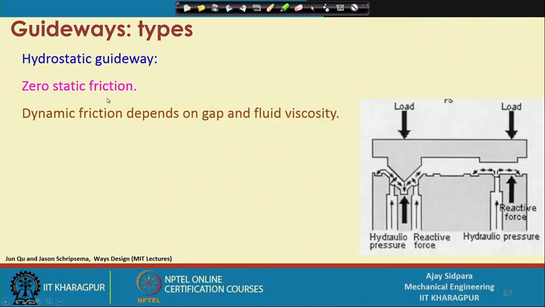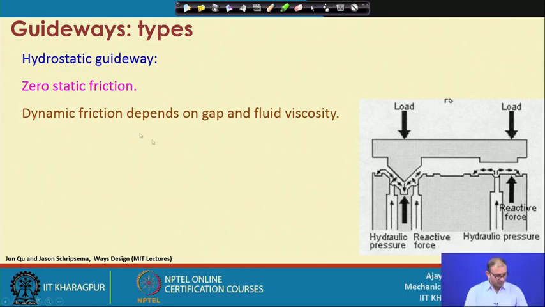It has zero static friction, and the advantage of zero static friction is that we are not getting any type of resistance to the motion. Dynamic friction depends on the gap and the fluid viscosity, because if the fluid viscosity is very high, then you get more friction. But still that friction is much less than that of physical, mechanical contact type surfaces.